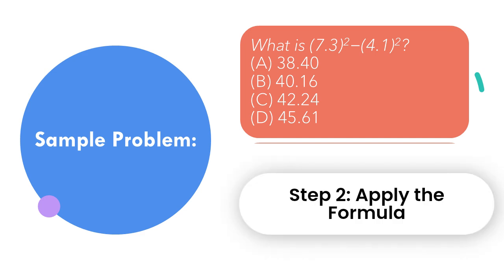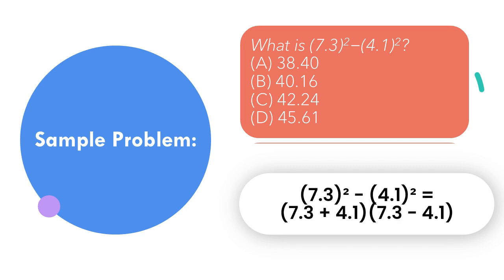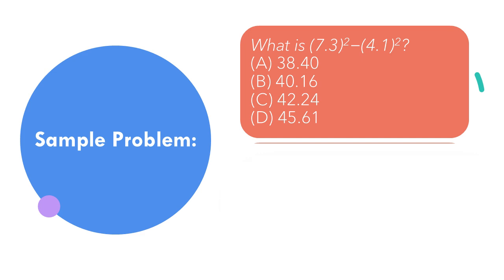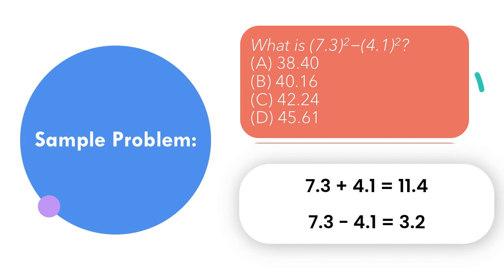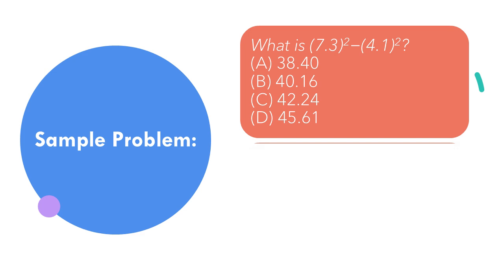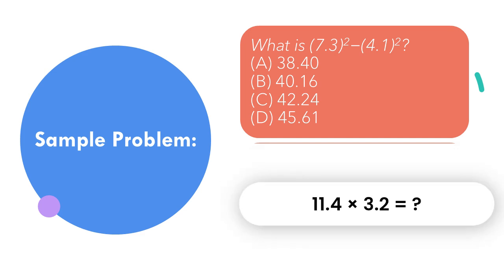Step 2. Apply the formula. Let's rewrite the expression using the formula. 7.3 squared minus 4.1 squared equals (7.3 plus 4.1)(7.3 minus 4.1). Now, let's do the addition and subtraction. 7.3 plus 4.1 is equal to 11.4. 7.3 minus 4.1 is equal to 3.2. So now the problem is 11.4 times 3.2.